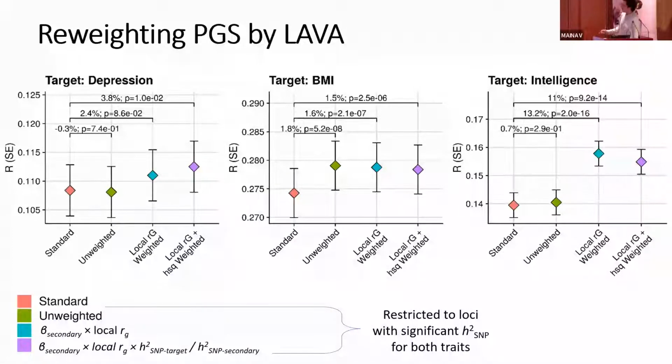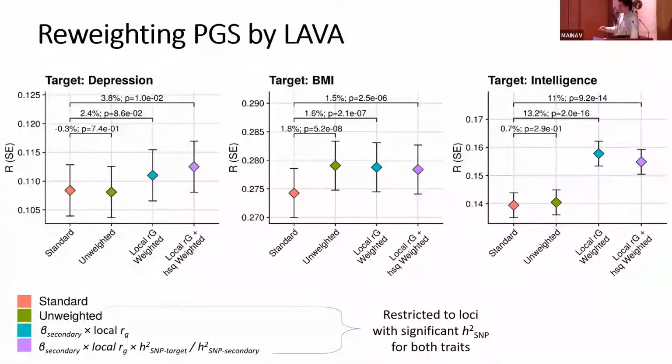So then this slide shows the gain in prediction of our target phenotypes when including these reweighted polygenic scores in addition to standard genome-wide polygenic scores for the secondary phenotypes alone. The color coding is the same as on the figure before, and what we see for all phenotypes is that there is a statistically significant improvement in prediction of our target phenotypes when including polygenic scores that have been reweighted for local genetic correlation and differences in local SNP heritability as well.